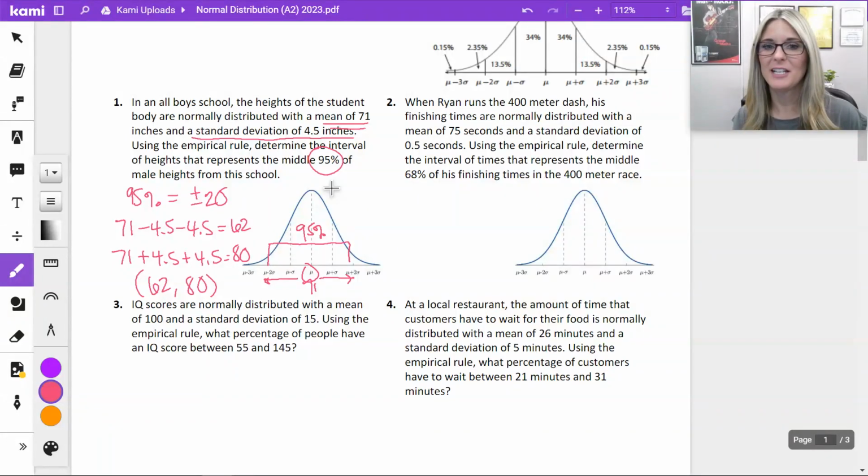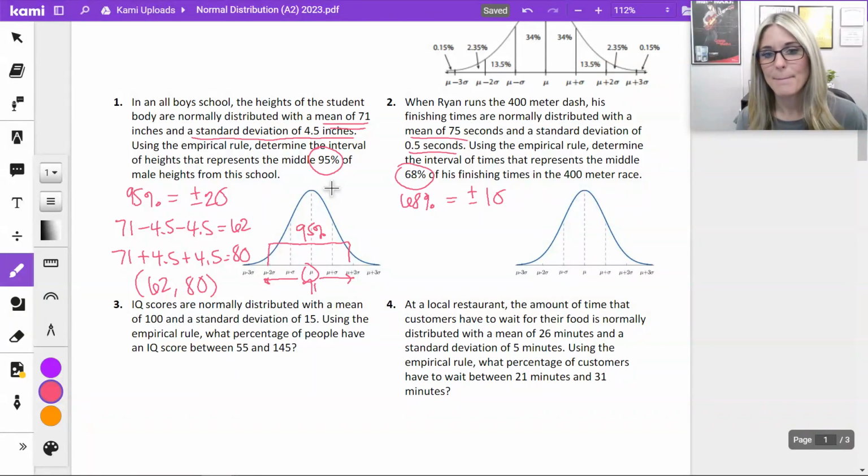Number two, Ryan runs the 400-meter dash. His finishing times are normally distributed with a mean of 75 seconds and a standard deviation of 0.5 seconds. Use the empirical rule to determine the interval of times that represent the middle 68% of his finishing times for the 400-meter race. 68% is when I have plus or minus one standard deviation.